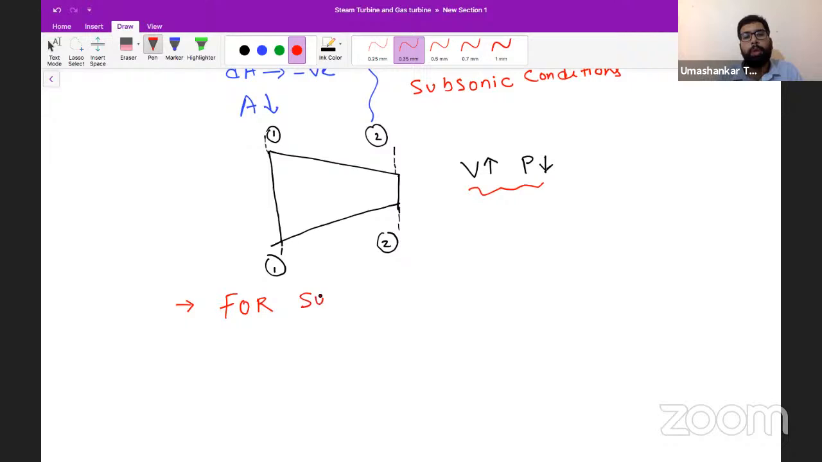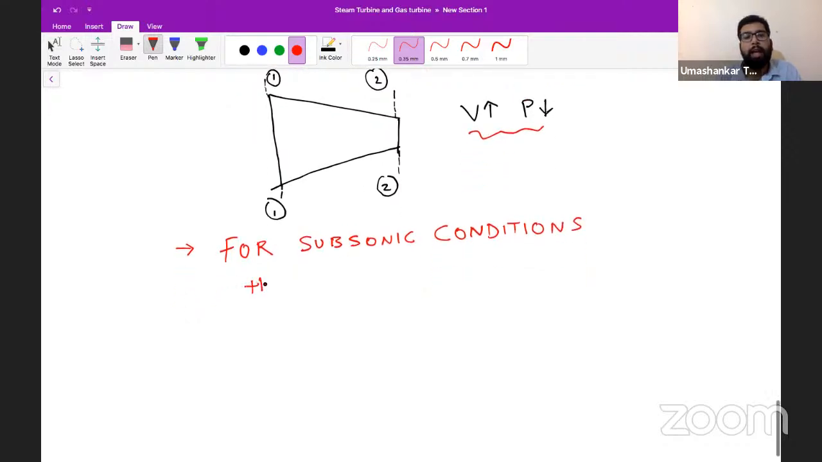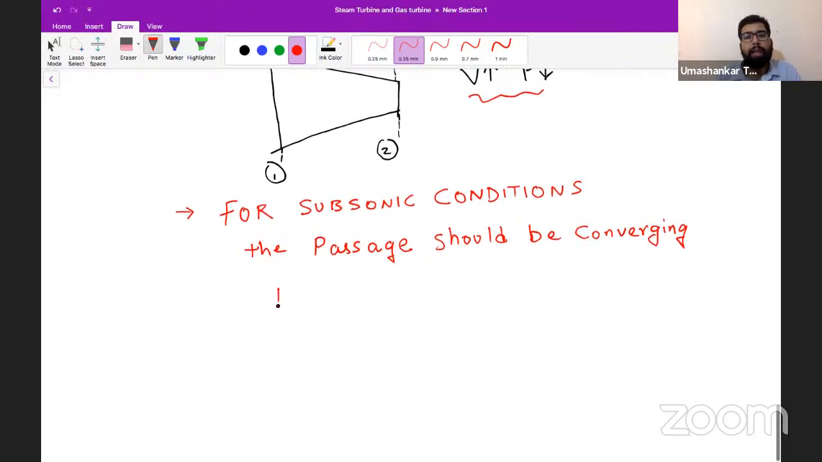For subsonic conditions, the passage should be converging to act as a nozzle. Is there any doubt till this point?